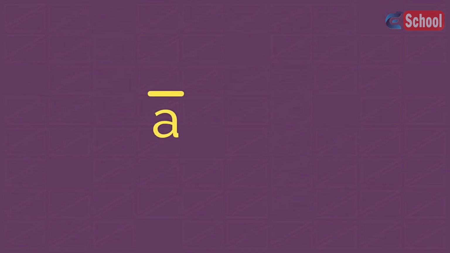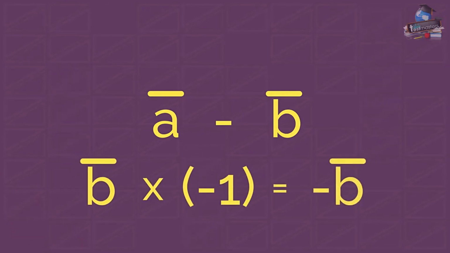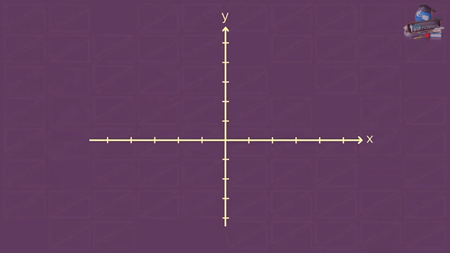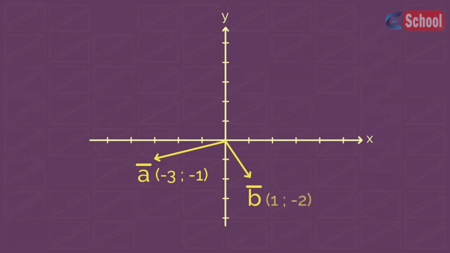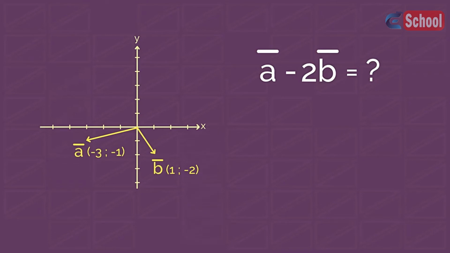To find vector A minus vector B, just multiply vector B by -1, which changes its direction to opposite, and add. You already know how to add vectors. And now let's use this new knowledge. There are two vectors, vector A with coordinates -3 and -1, and vector B with coordinates 1 and -2. Find this vector and its magnitude.